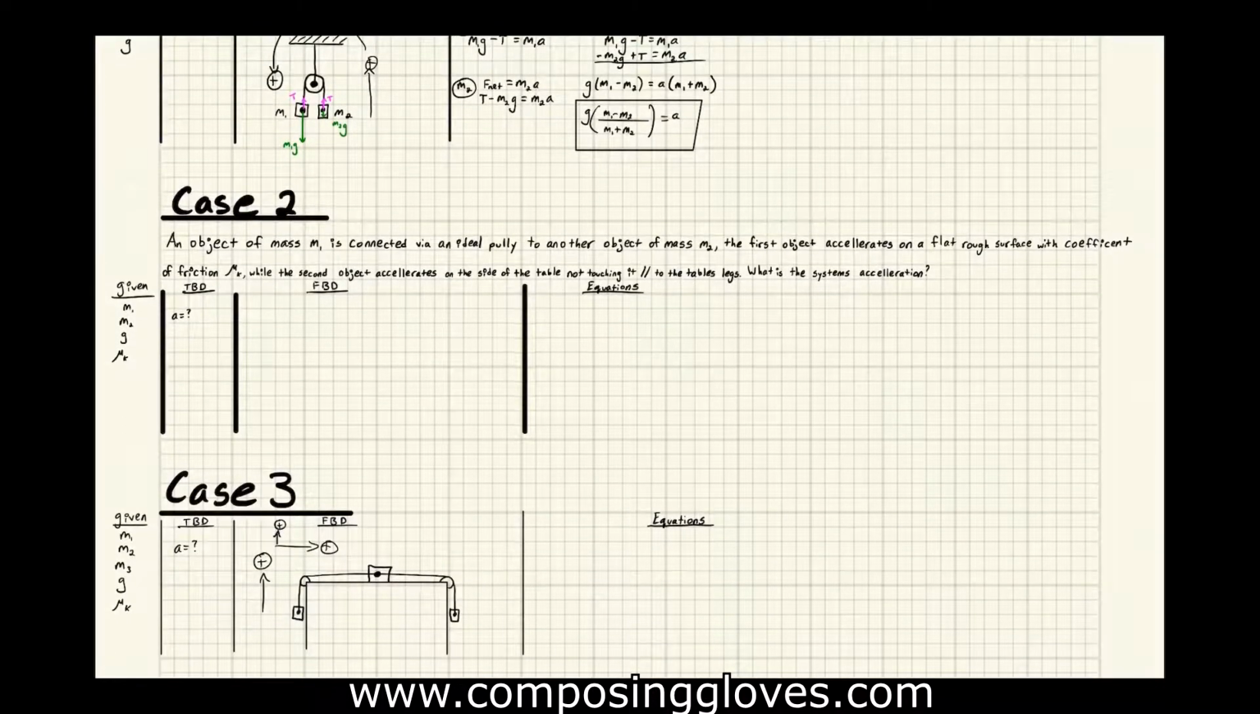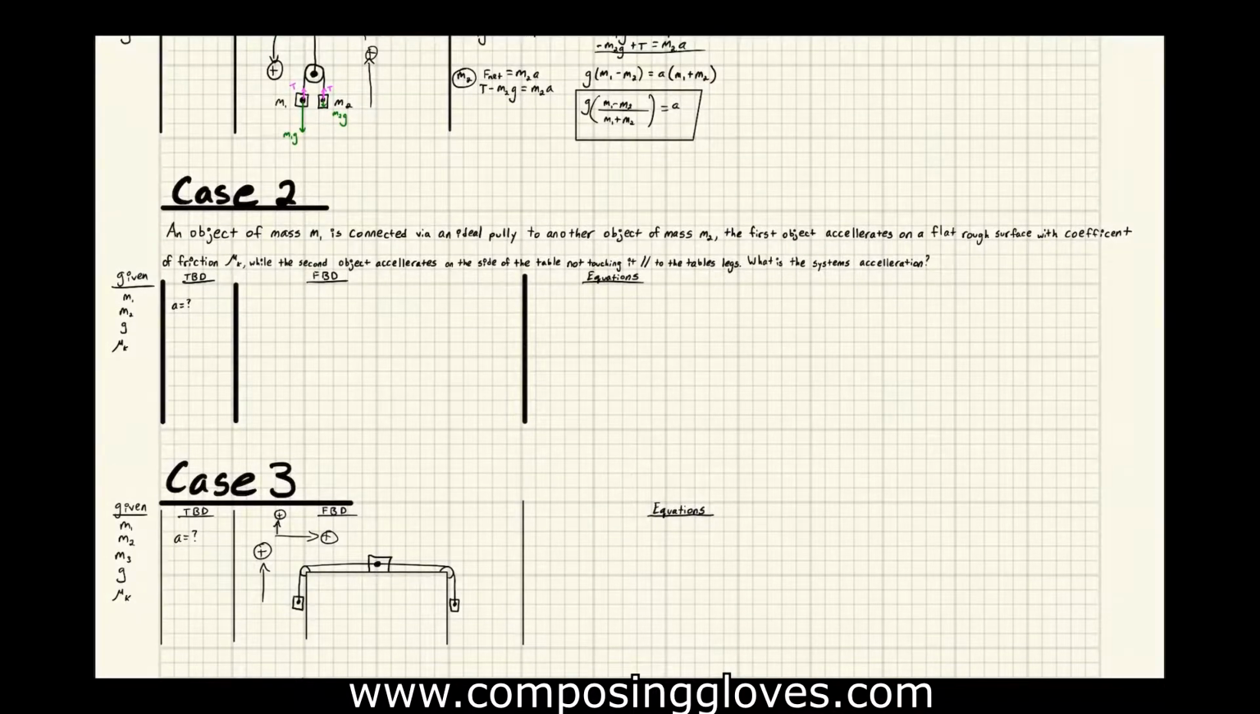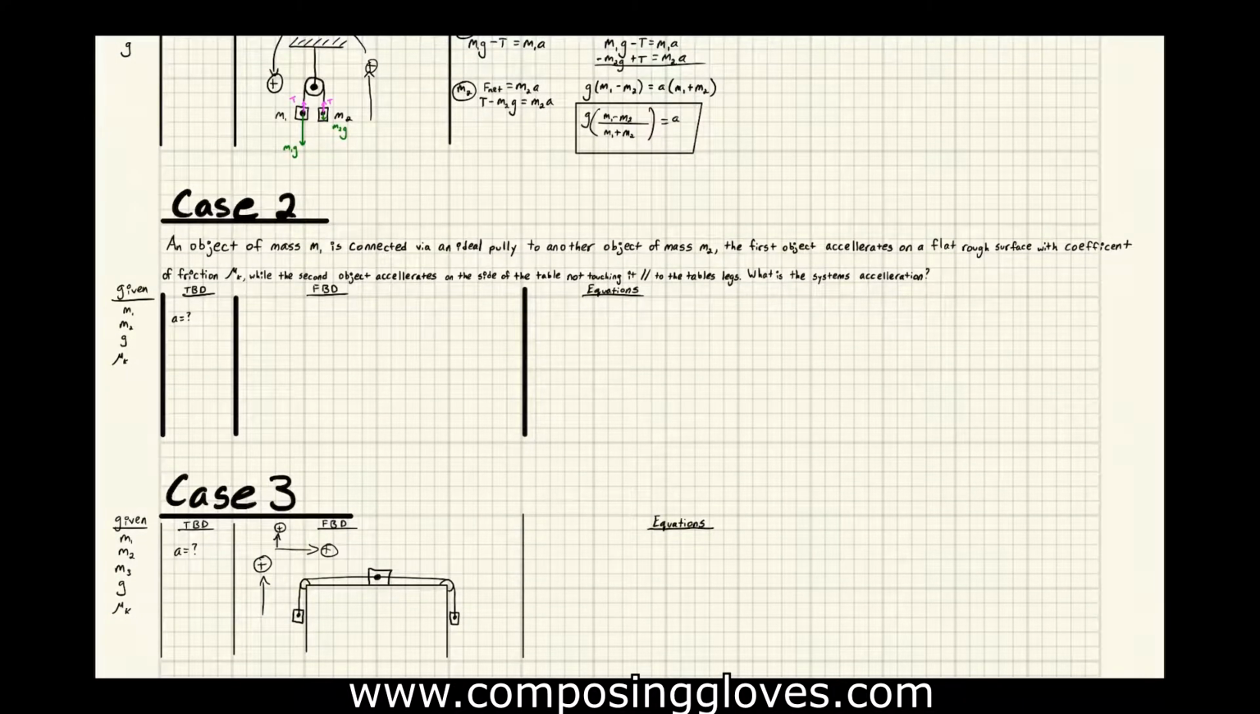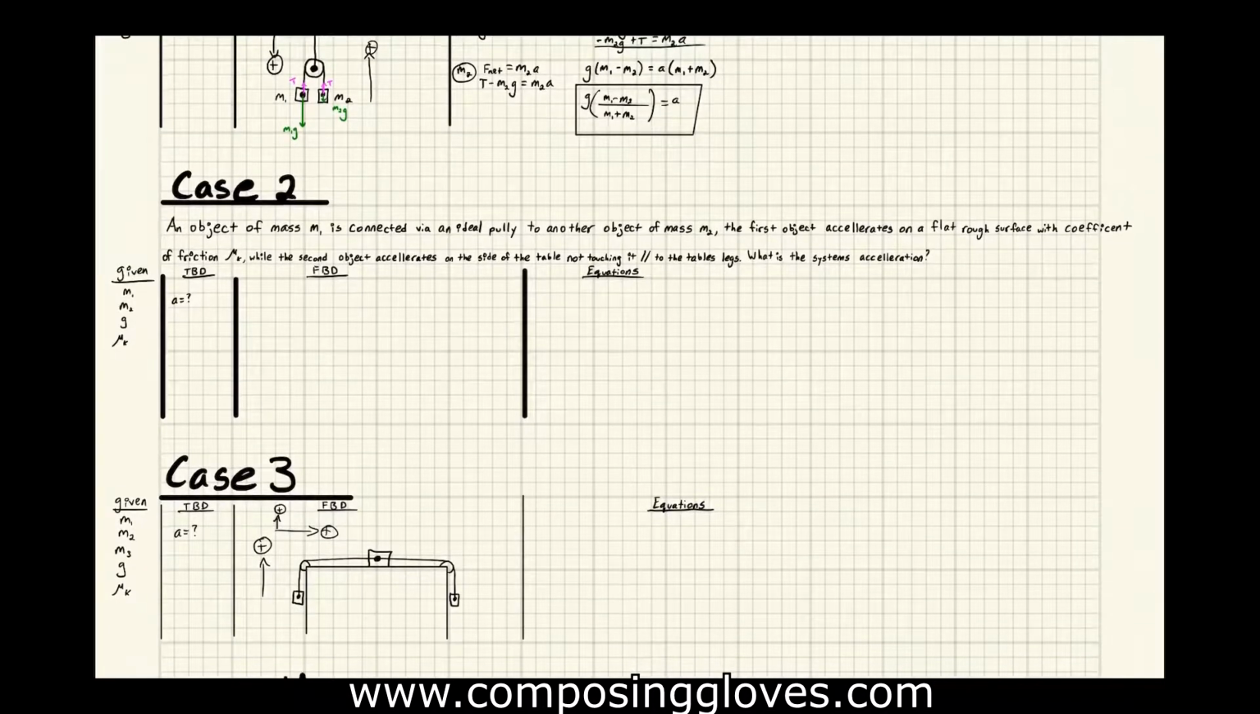So now we've gotten a little more crazy. We have case 2. An object of mass M1 is connected via an ideal pulley to another object of mass M2. The first object accelerates on a flat, rough surface with coefficient of friction mu sub k, while the second object accelerates on the side of the table, not touching it, parallel to the table's legs. What is the system's acceleration?